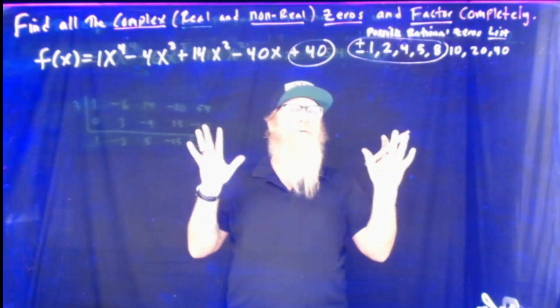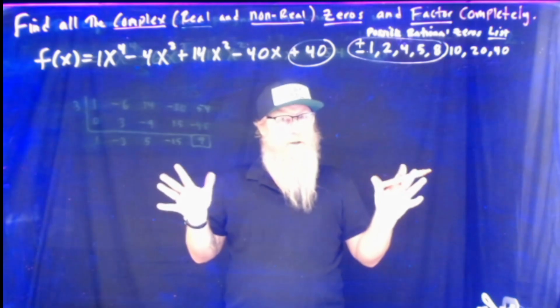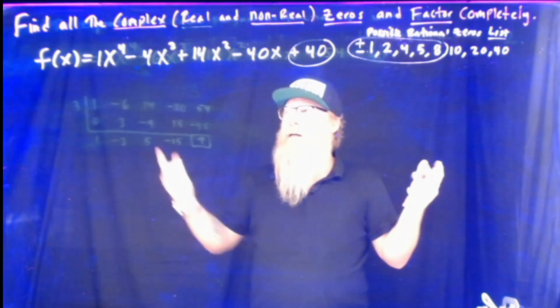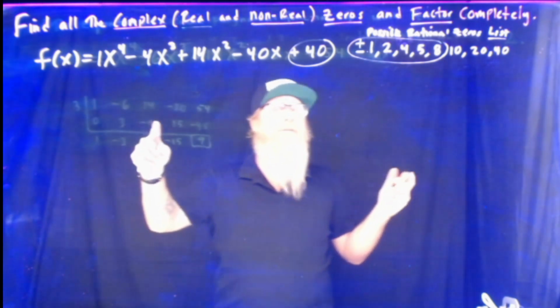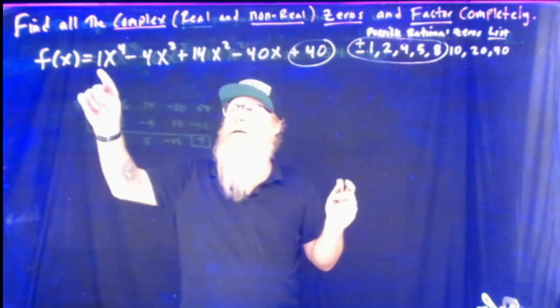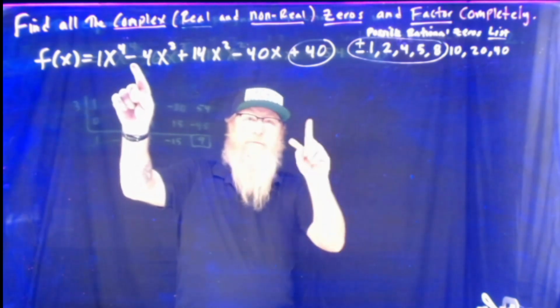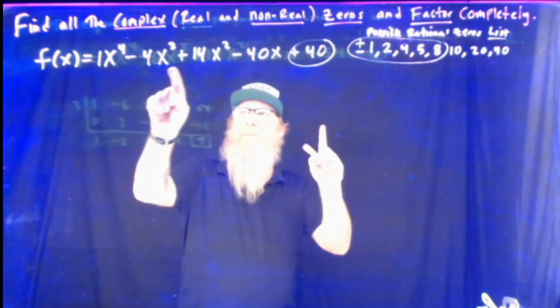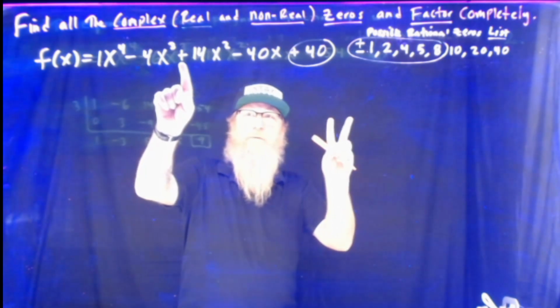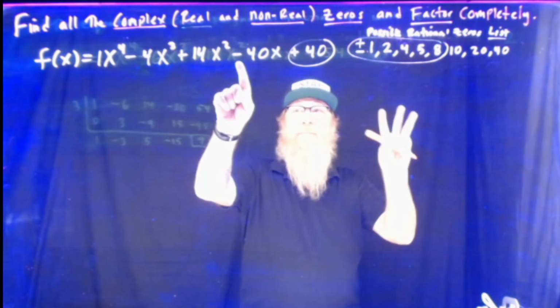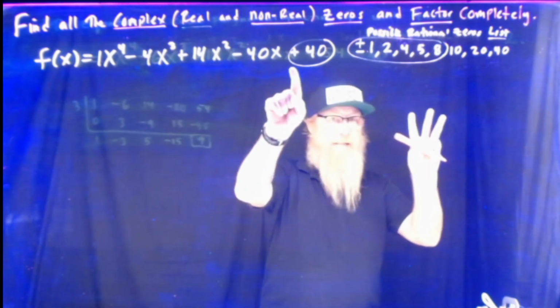Another thing you can do is the rules of signs, Descartes' rules of signs, which I illustrated in one of my longer videos. You count the sign changes, and that gives you an idea of what's going on. So you've got 1, so it's changing from positive to negative, that's 1. It's changing from negative to positive, that's 2. It's changing from positive back to negative, that's 3. And it's changing from negative back to positive again, that's 4.